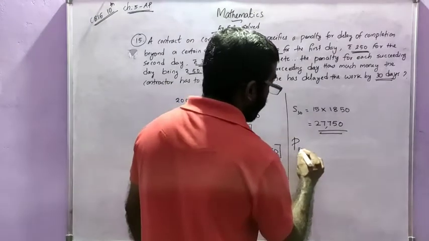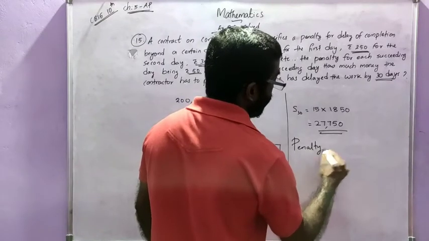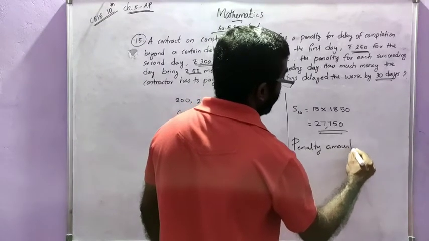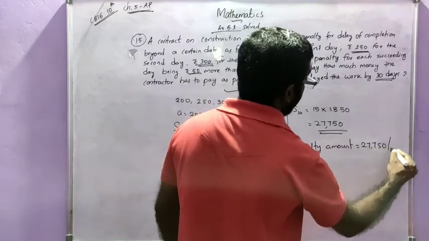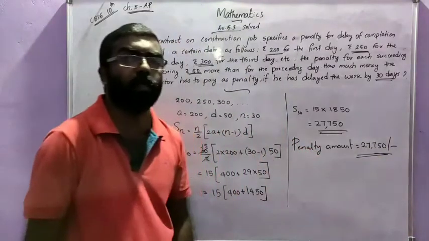So the penalty amount will be equal to 27,750. Understood?